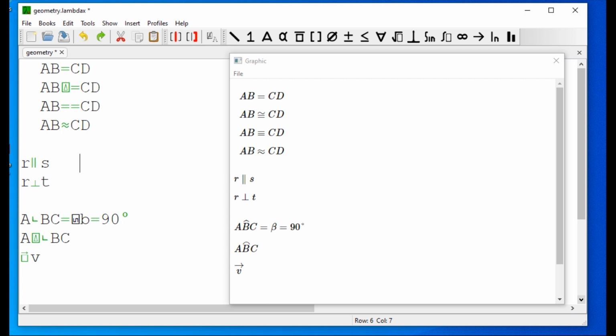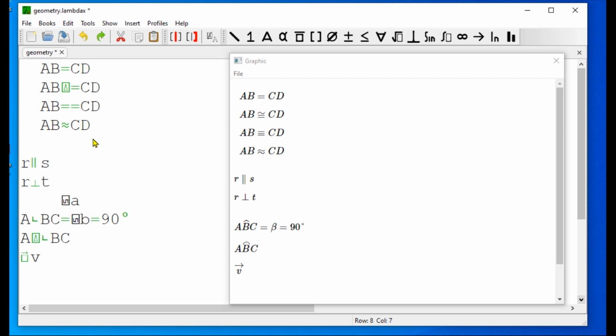In addition to these symbols, we also find the parallelism R parallel to S, R perpendicular to T. The angle symbol must be placed before the letter, which will then have the angle symbol, the arc or vector symbol. Interestingly, Greek letters are written with the Greek prefix, which is Ctrl-G, and then the corresponding letter. In this case, we have inserted beta, but we could also insert alpha through Ctrl-G and the letter A.